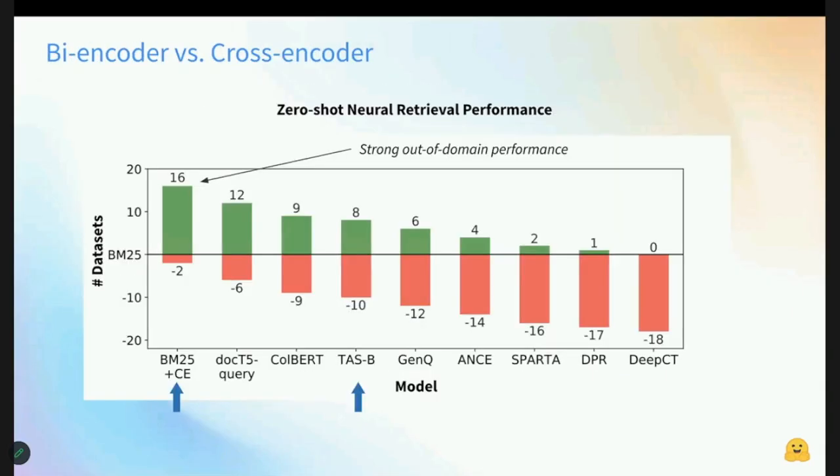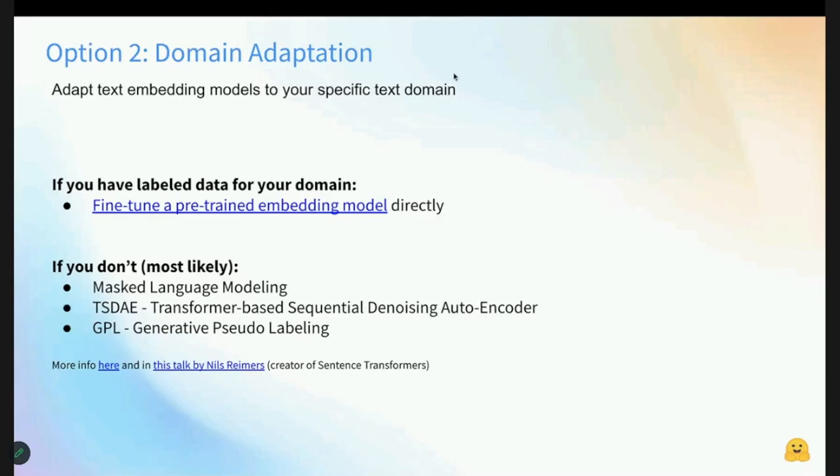Okay, so that's option 1 for improvement, which is this idea of retrieve and re-rank. The next option, which I think was asked about earlier, is this idea of domain adaptation. Like, can we adapt some of these pre-trained embedding models to our specific text domain? We saw that if you're using a bi-encoder or a dense embedding model that's trained on one domain and you're applying it elsewhere, there's going to be noticeable performance degradation. And so the idea here is simply, can we fine tune these models to our own domain? And so the answer is yes.